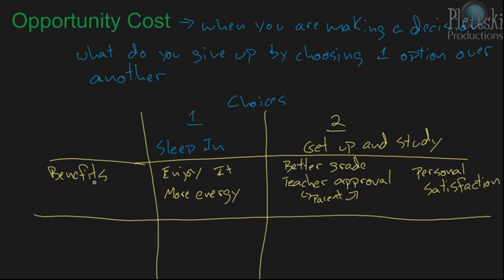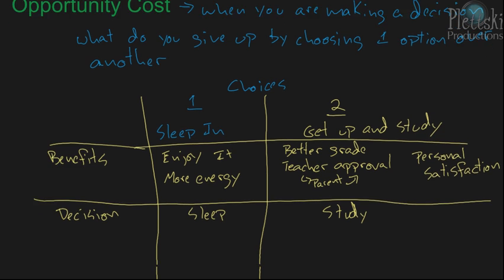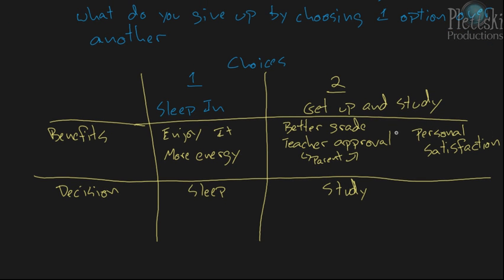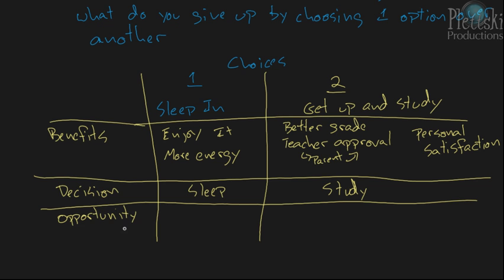So you have your benefits, then you make your choice. What's your decision? To sleep or to study? So you have your decision, and then what's the opportunity cost? We know our benefits, we know the decisions. What's the opportunity cost? If you look back at the definition, opportunity cost is what benefits you are going to give up by choosing one over the other.